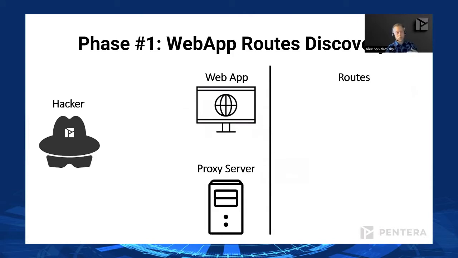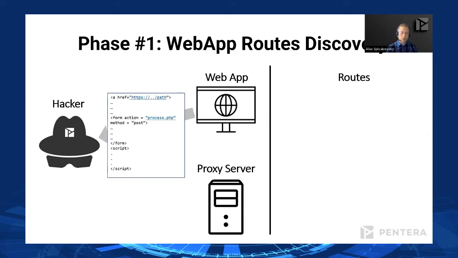Web route discovery. The attacker will try to hack the web app, and we will set up a proxy server. The proxy server is there for request interception. We will create an automation which will start crawling inside the web app. Each request to the web app gives us an HTML page, and each HTML page contains links, forms, JavaScript files and JavaScripts that can create dynamic requests, asynchronous requests.